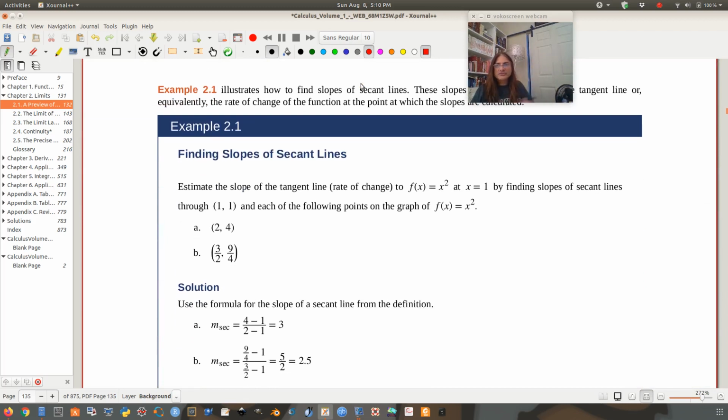Some examples. Estimate the slope of the tangent line to f(x) at 1 by finding slopes of secant lines through (1, 1). So our function is x squared, and at 1, the value of the function is 1, so we have this point. Okay, then you take another point, (2, 4), and say, okay, let's find a secant, right?